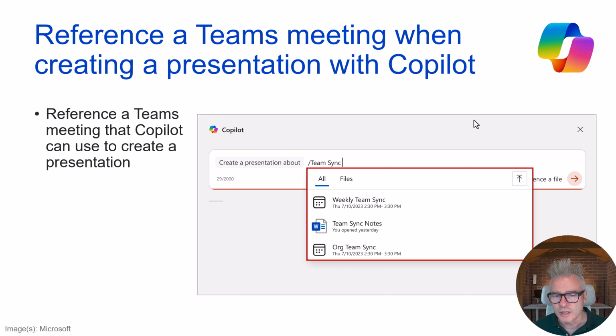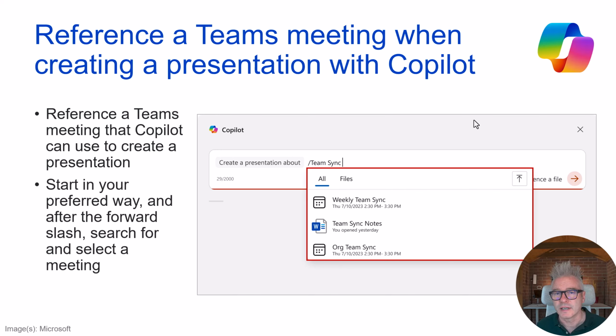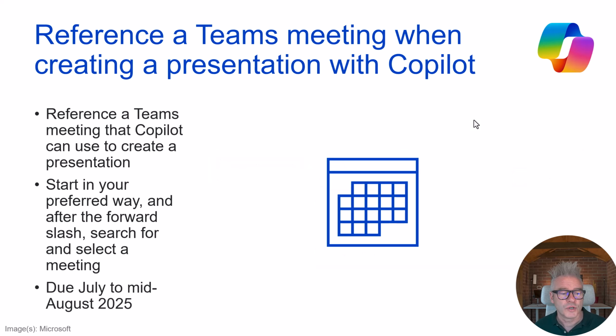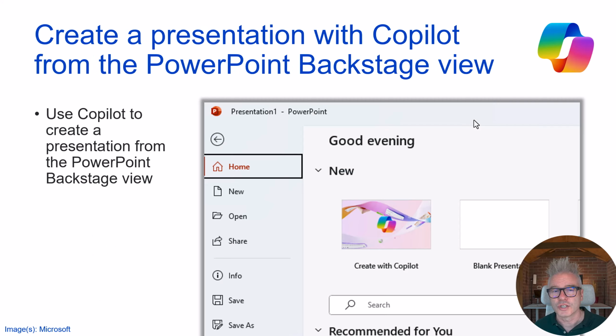So look at the screen here. We're in Copilot, we're creating a presentation, and we normally talk about files, don't we? But we can actually now link into a Teams meeting. So let's say you've had a meeting about a presentation that you want to do. Think about the head start that would give you. You've had this meeting, you've covered all the topics. Now you can go into PowerPoint and get it to create a presentation based on that. Very nice. Due June, July to mid-August.